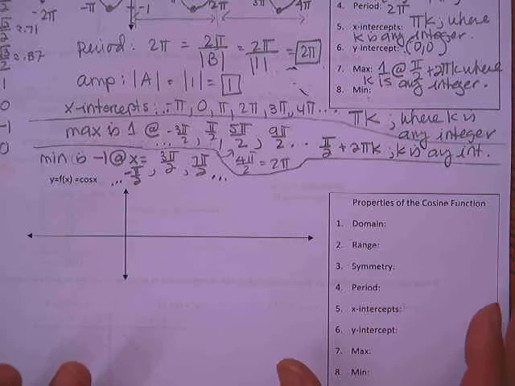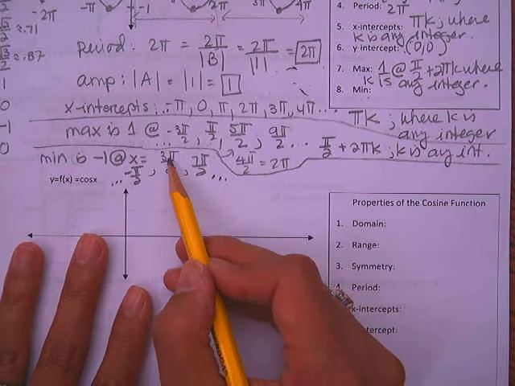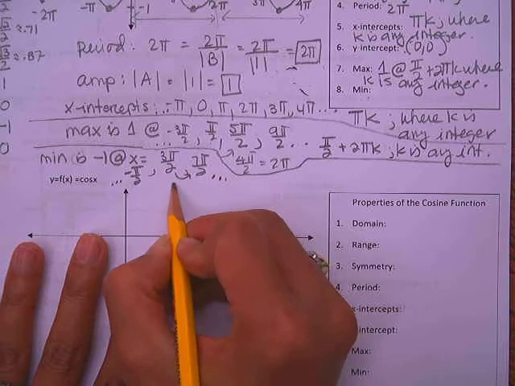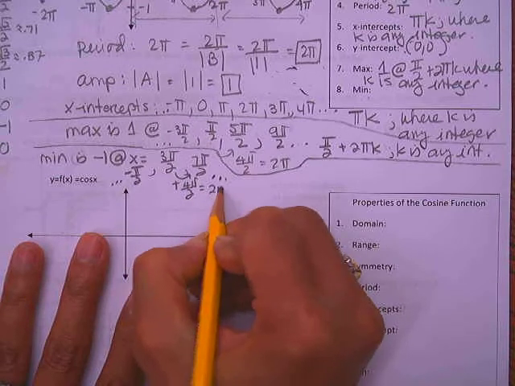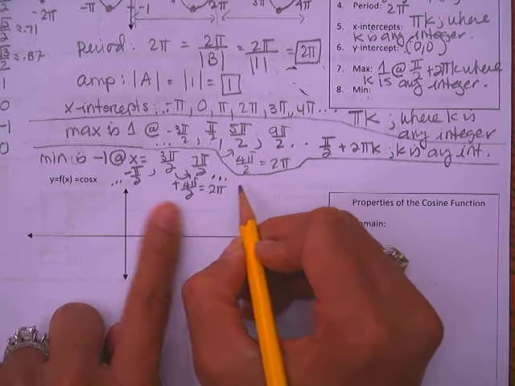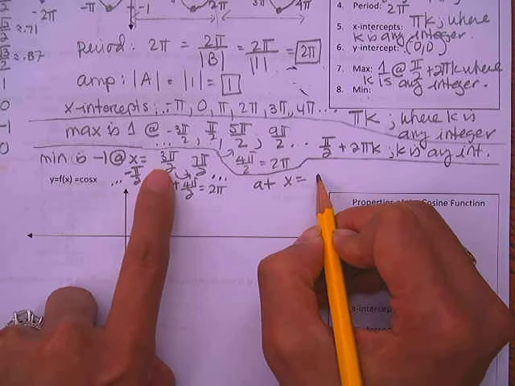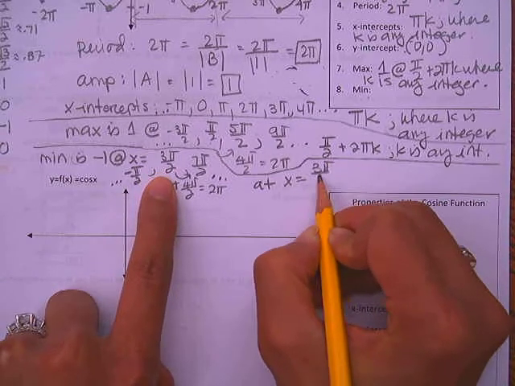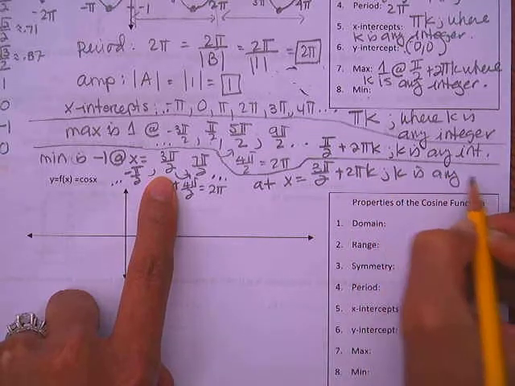When it gets so busy, and you're struggling and trying to look back, you're not going to know what happened unless you make it clear, clean, and organized at this point. So would you agree that from 3 pi over 2, if I add 4 pi over 2, I would get to 7 pi over 2? 4 pi over 2 reduces down to 2 pi. So this is very similar to my maximum. I would say, hey, min is negative 1 at x equals 3 pi over 2 plus 2 pi k, where k is any integer again.